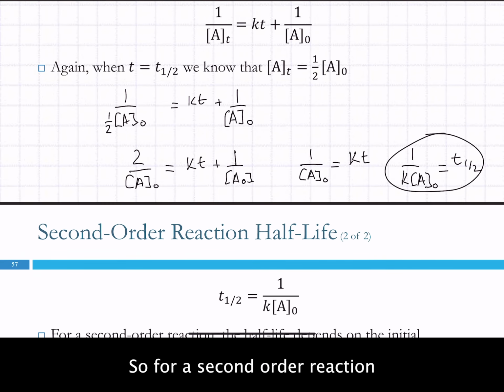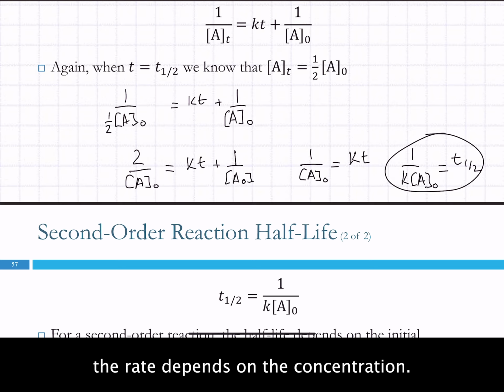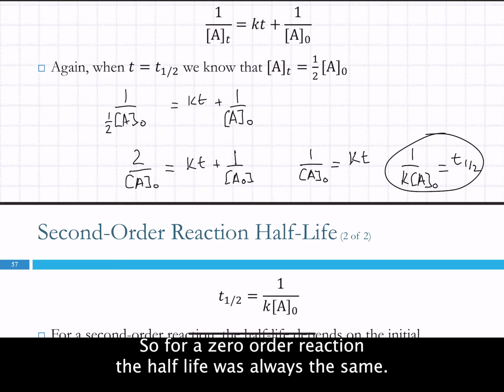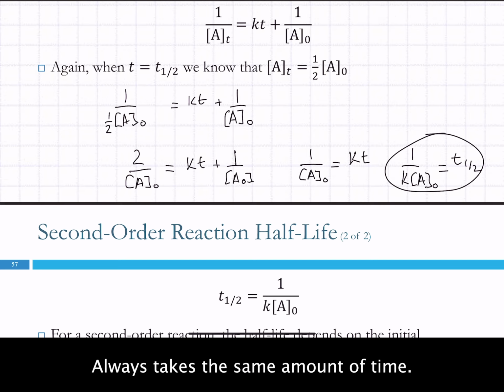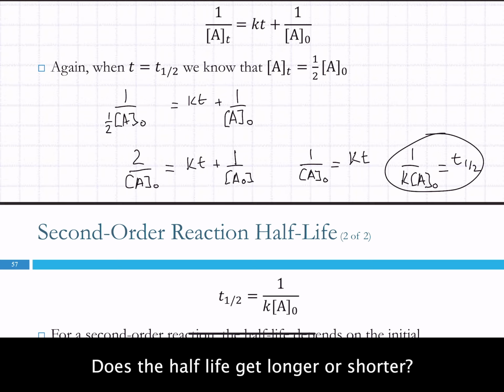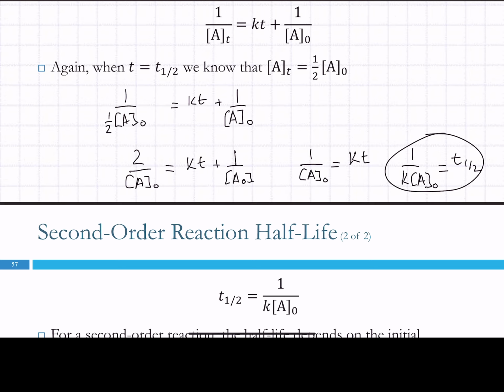So for a second order reaction, the half-life depends on the concentration. So for a zero-order reaction, the half-life was always the same, always takes the same amount of time. What happens as my concentration decreases for a second-order reaction? Does the half-life get longer or shorter? It's longer.